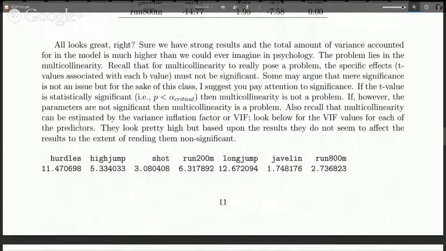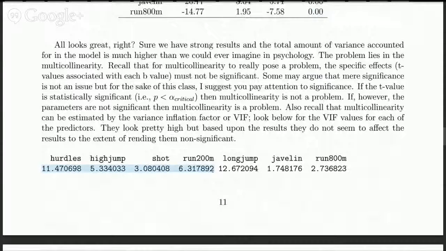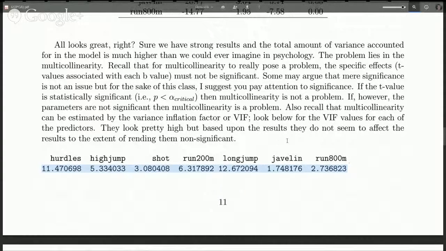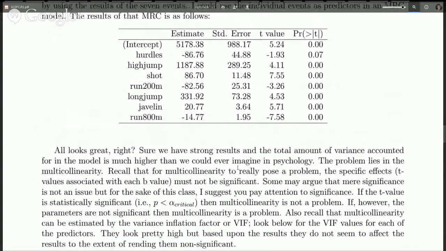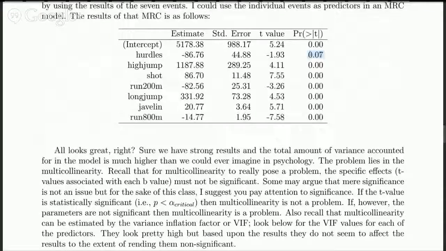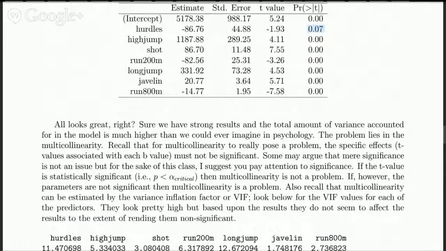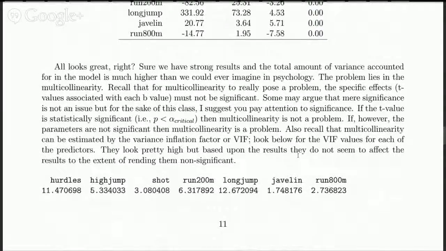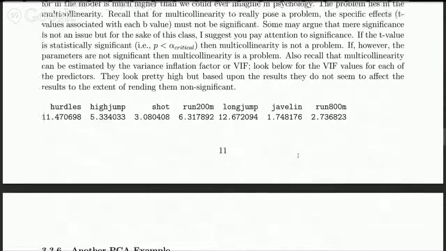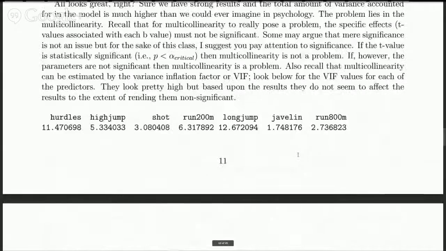For those of you who are familiar with this, you can take a look at the variance inflation factors. It's not a great presentation of them, but you can see exactly what they are: 11.5 for hurdles and 12.7 for long jump. Those are pretty high values. I don't use cut scores for these types of things, but I look at the variance inflation factor along with the fact that the p-value is greater than 0.05, and immediately you should start thinking, whoa, multicollinearity is probably having a non-trivial effect here, suppressing the results.